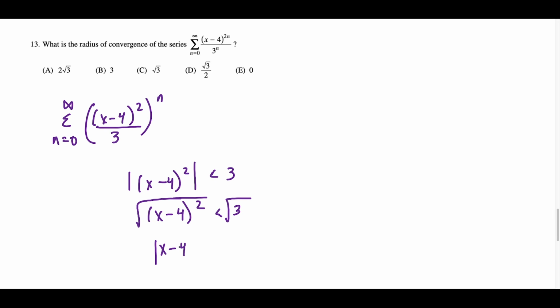It's absolute value x minus 4, and this is going to be less than square root of 3. And when it's in this form here, we know that our center of this series is going to be at x equals 4, and our radius of convergence is going to be square root 3. So once it's in this form here, x minus the center less than some number, that number is your radius of convergence. And that tells us here that our answer is choice C.